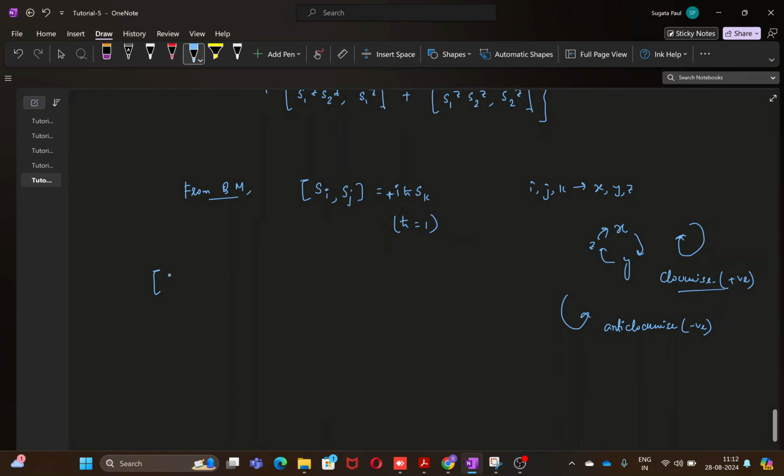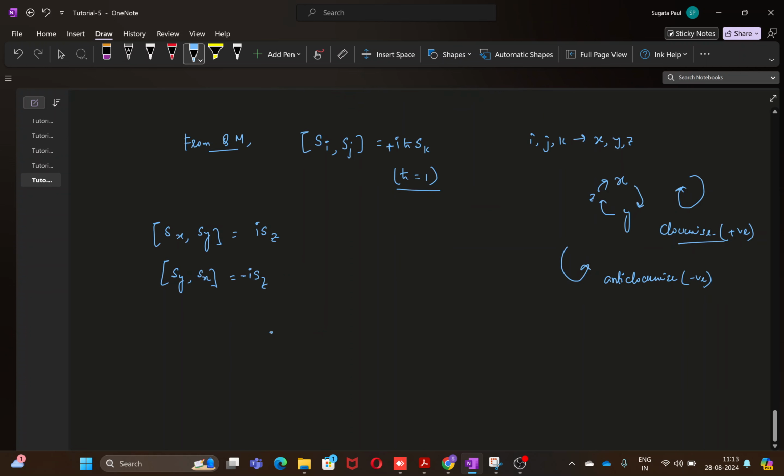That means if you take [sx, sy], you will have i sz. We have assumed h-cut equal to 1. But if you take [sy, sx], so basically you are going in an anti-clockwise manner, then you will have minus i sz. Okay. And similarly, if you take the other components, like y and z, you will get i sx, going in this clockwise manner. But if you take [sz, sy], this order is very important in a commutator bracket.